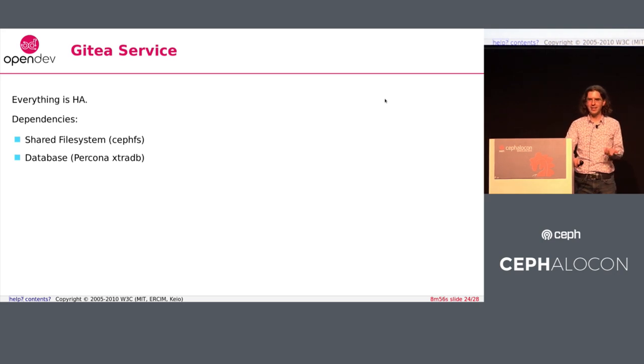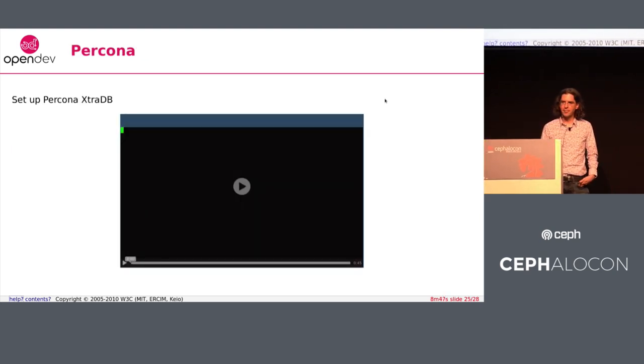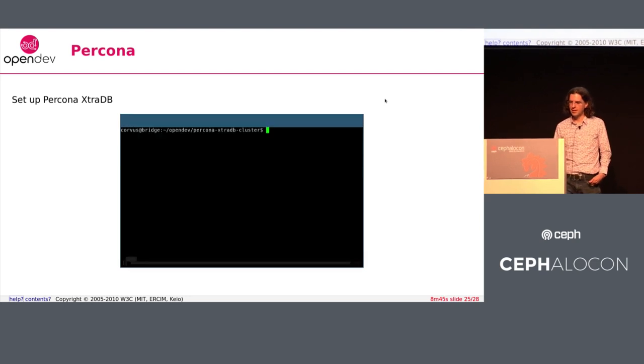And if you recall, we needed some more things. We needed the shared database as well. We're going to use Percona XtraDB for that. That's something that we can manage with some Helm charts and some Ansible playbooks. So we have a playbook to create our Percona cluster.